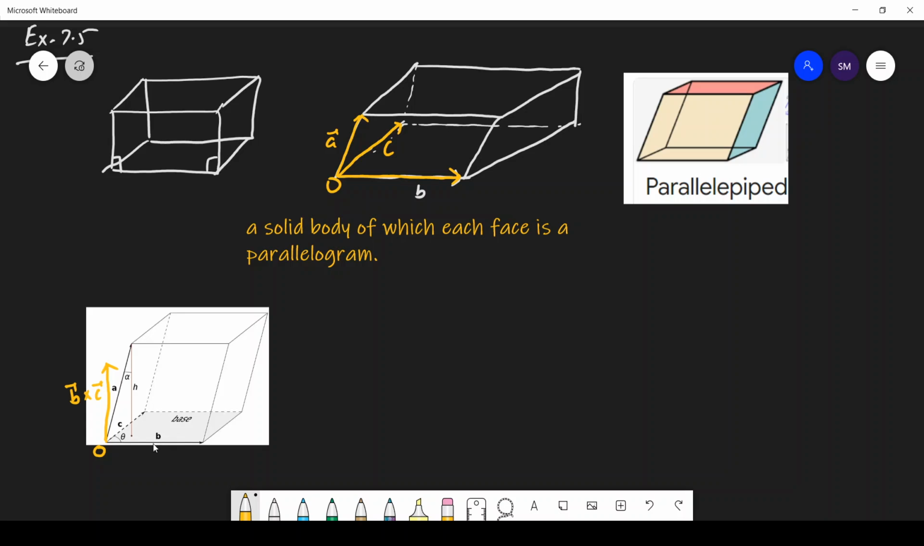So we can even give them the names like OB, this is OA, this vertex, and this vertex as C. Okay, now B cross C, it's a vector which is perpendicular to the plane of B cross C, and the angle between B and C is theta with the angle.